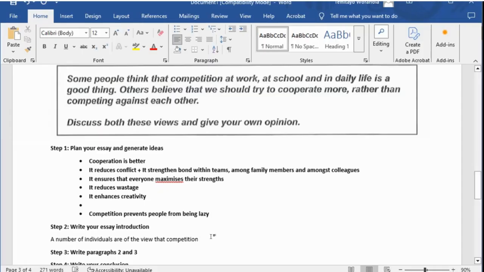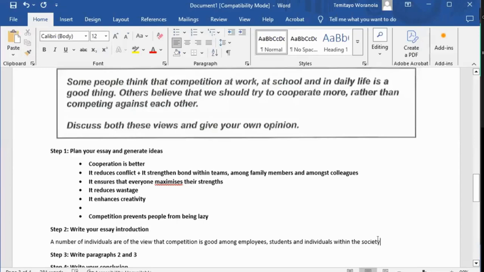A number of individuals are of the view that competition is good among employees, students, and individuals within the society. Now put a full stop there. Remember what I said, your introduction should have what? Two or three sentences. Full stop.